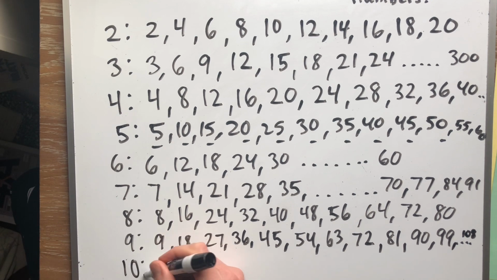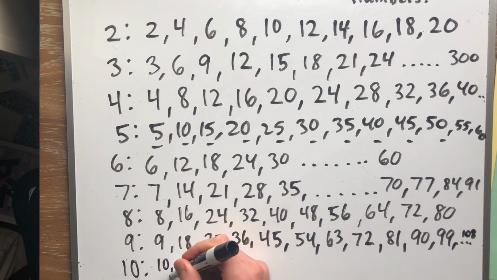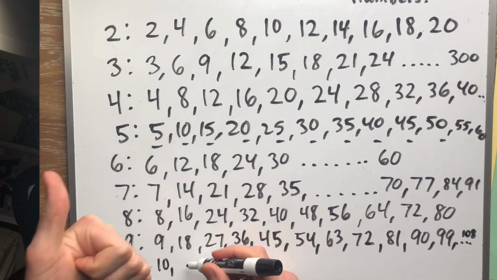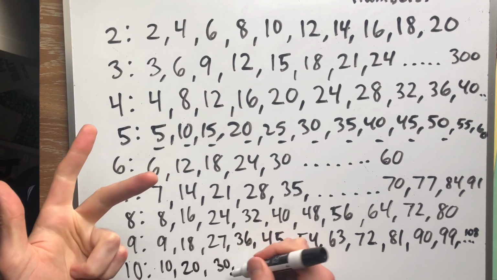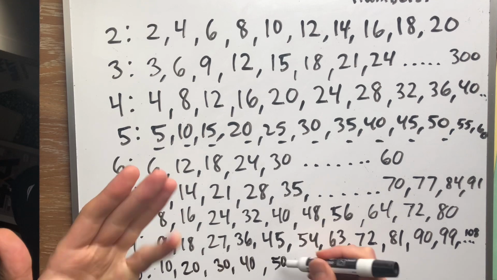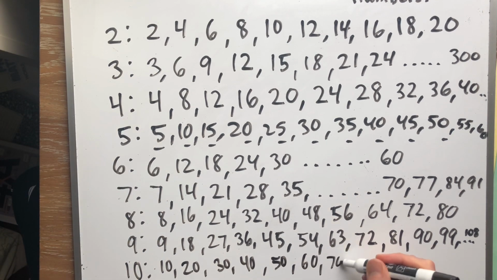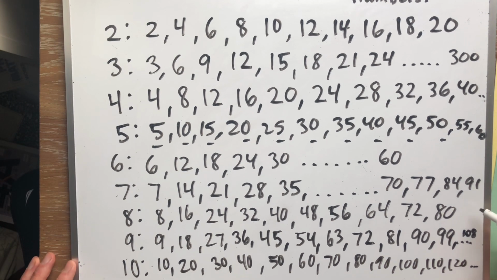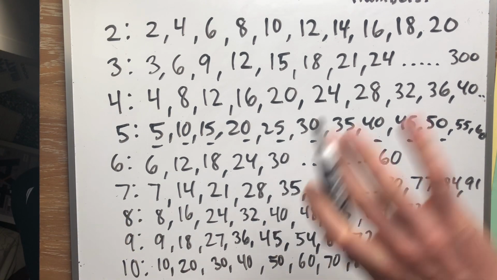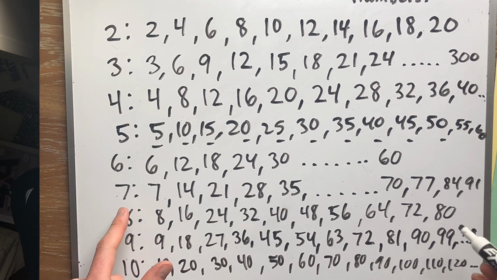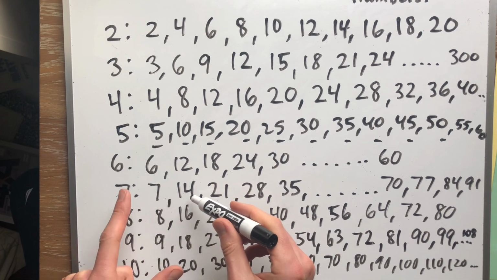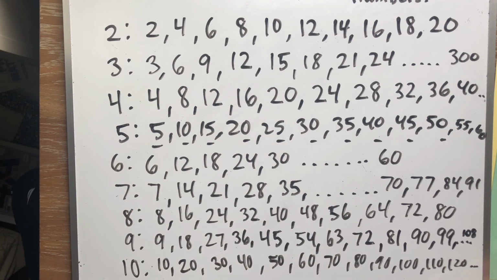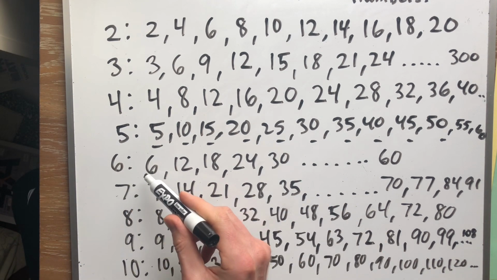And now 10. Well, we know this one. The first multiple is 10. 10, 20, 30, 40, 50, 60, 70, 80, 90, 100, 110, 120. Keep going. Just because I stopped at these numbers doesn't mean that's where they end. They just keep going forever. So you could eventually have like 3,000 7s in a row. Or for 6s, they just keep on going.